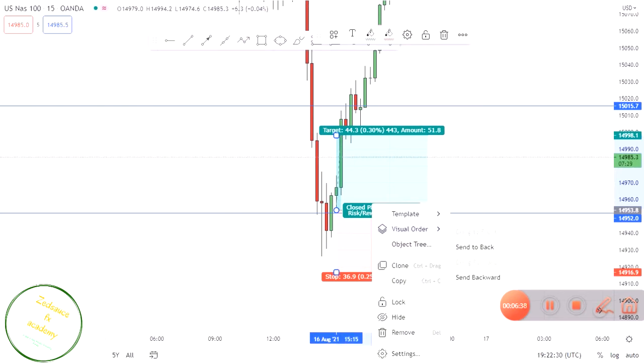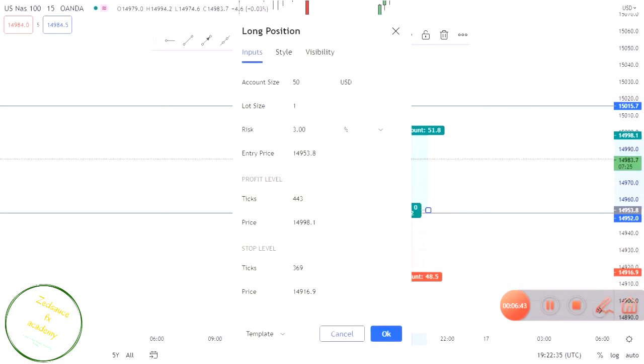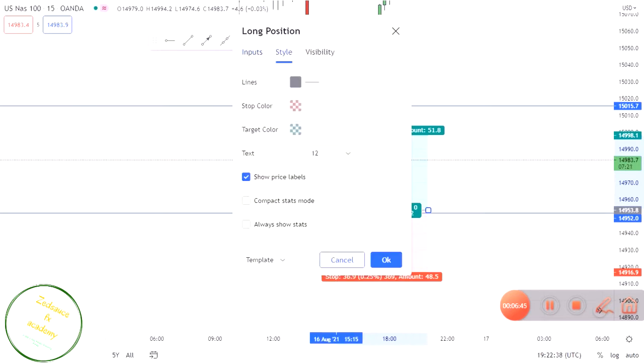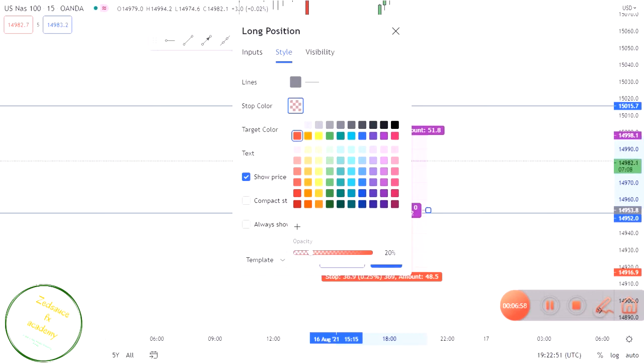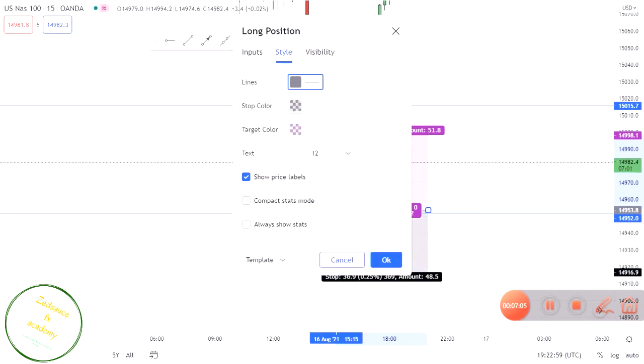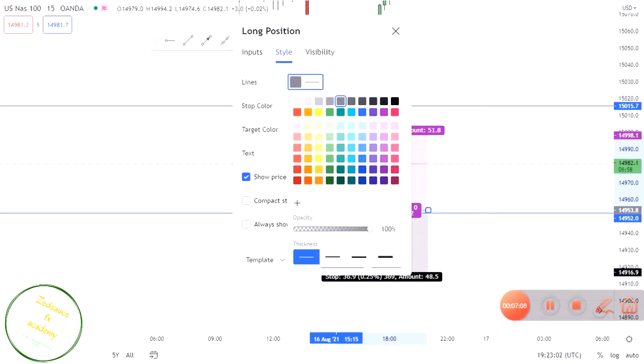Let's see, settings, colors. Sorry guys, I'm just trying to change the colors. Target color, let's make it maroon. Okay, this other color, let's make it a bit black. A bit darker, okay, we can do dark. The lines, yeah, black is okay. Let's make them a bit thick. Okay, yeah.